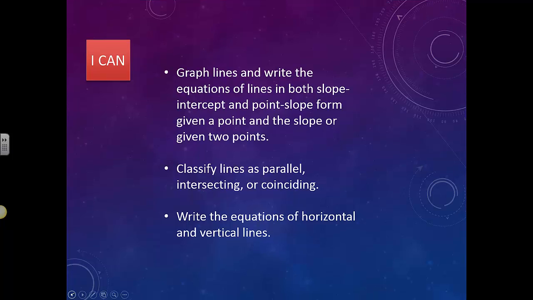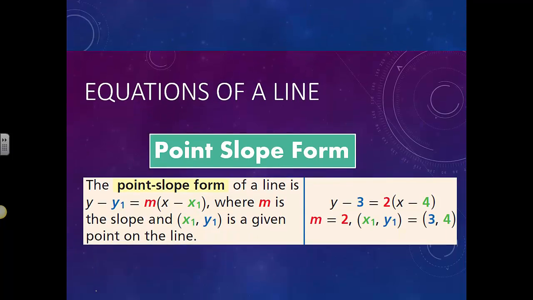By the end of this lesson, you should be able to say, I can graph lines and write the equations of lines in both slope-intercept and point-slope form if I'm given a point and a slope, or if I'm given 2 points. Should sound familiar from algebra. You should be able to classify lines as parallel, intersecting, or coinciding, and you should be able to write the equations for horizontal and vertical lines.